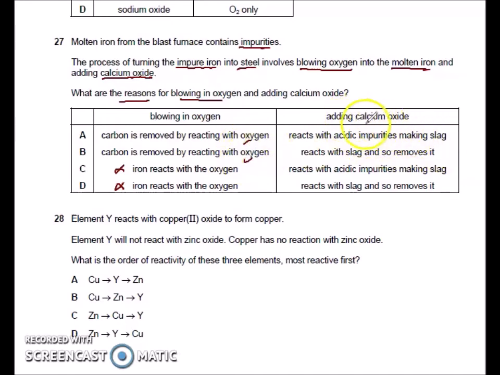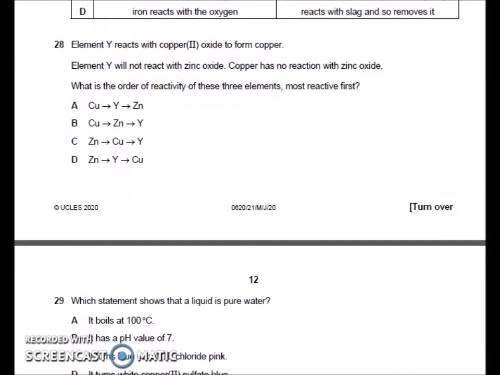So now we look at here, calcium oxide. It reacts with acidic impurities making slag. React with slag? No, they will produce a slag. Okay, this process will produce a slag. Slag can be used for other things. So your best answer here will be A. Okay, now we go to question number 28.